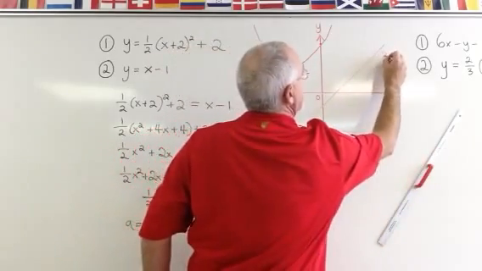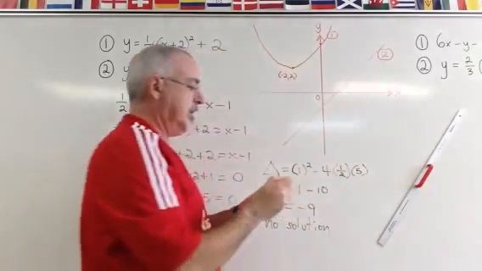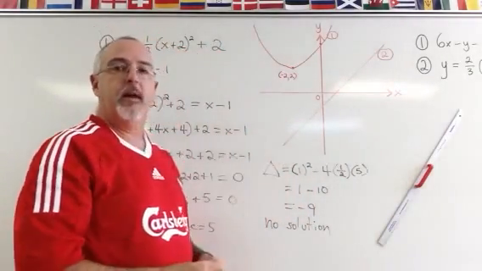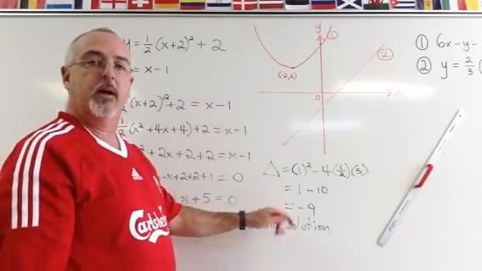This is my second equation, this is my first. So we can see that this straight line will never intercept this parabola, so it makes sense that we have no solution to the system.